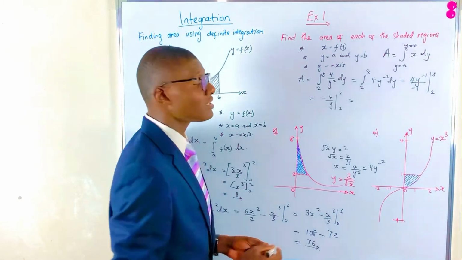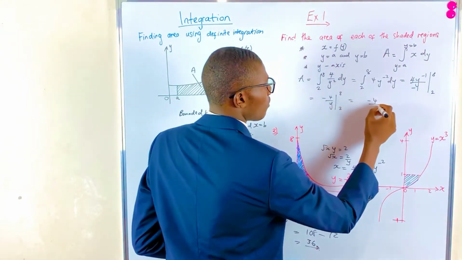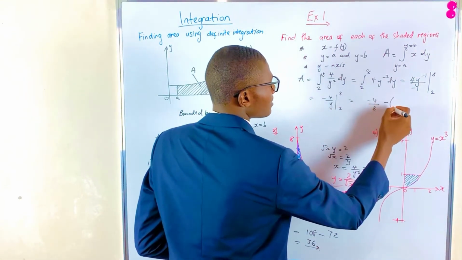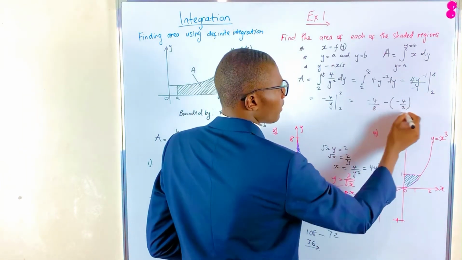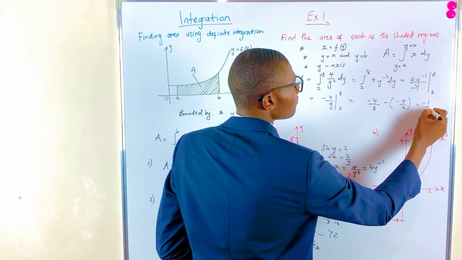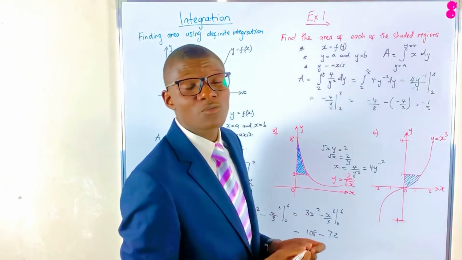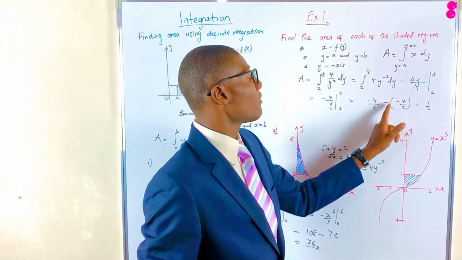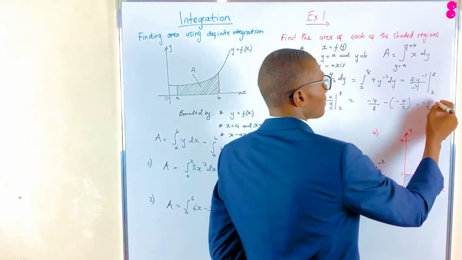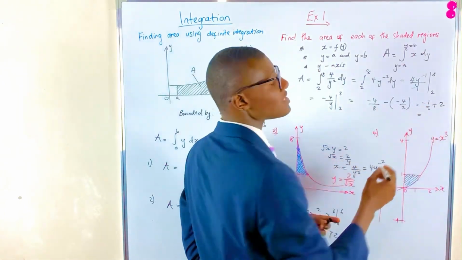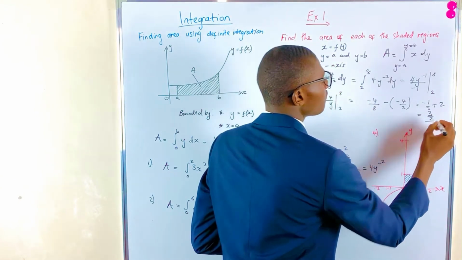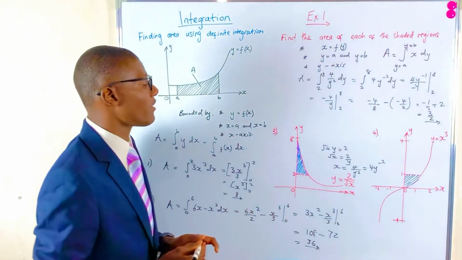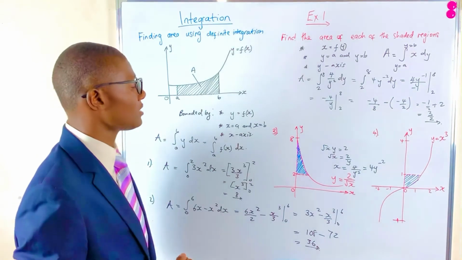Then the upper limit, we are saying minus 4 over 8, minus the lower limit, minus 4 over 2. The upper limit would be minus half, and then minus 4 over 2 will give us a minus 2. Minus, minus 2 will give us plus 2. So minus half plus 2 will give us 3 over 2. So 3 over 2 square units would be the area for this shaded region.